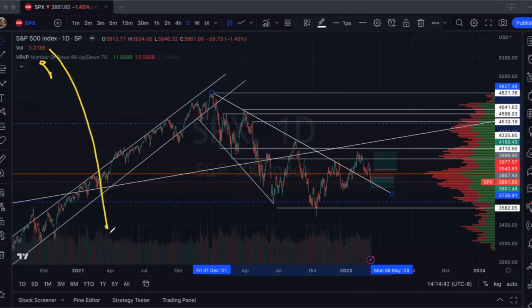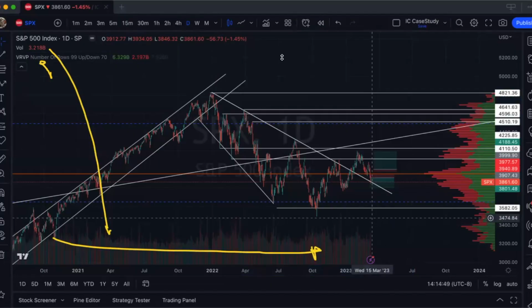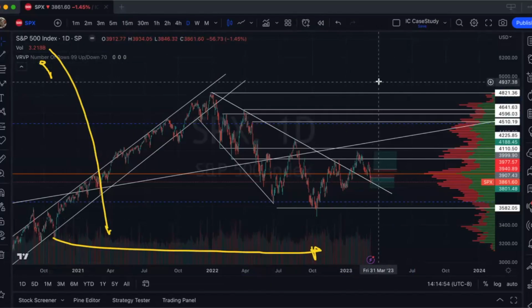Regular volume is going to show you the volume. So for example, if I keep my eyes up on the top left here, the volume most recently was about 3.2 billion traded on the day for SPX. Okay, that's a lot.